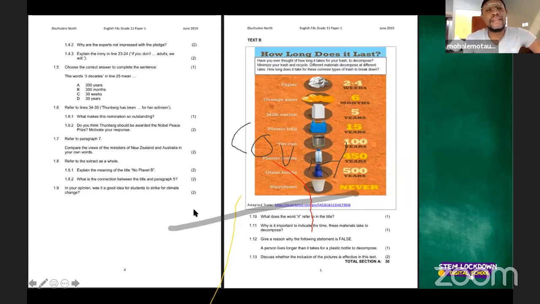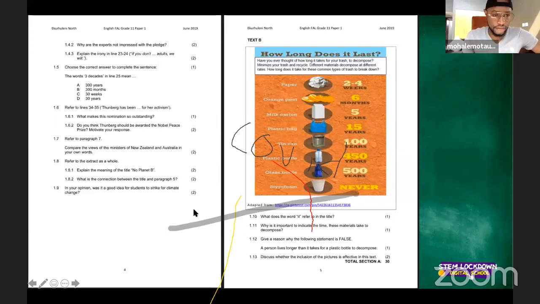So when you are explaining the meaning of the title, you will simply say that there is no other planet that we are going to live in. So there is no planet B. So the planet A that we're living in, we should really be looking after. So that is how you would explain the title, No Planet B. And then it says here on 1.8.2, what is the connection between the title and paragraph 5? So now we know that the title says No Planet B, meaning there is no other planet besides the one that we're living in now that we need to look after. Hence the international strike that is going on.